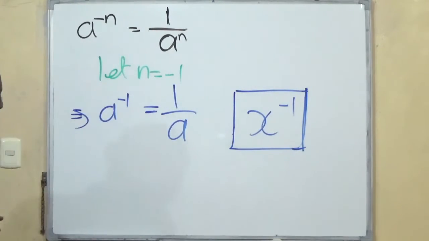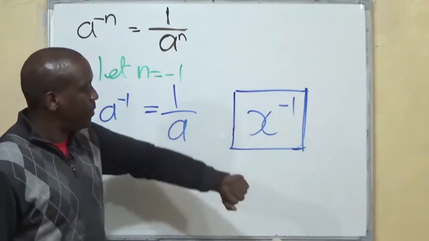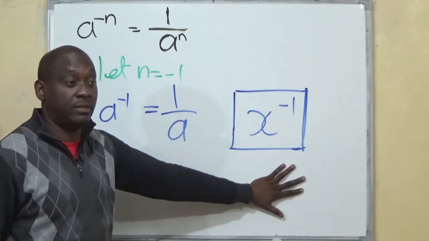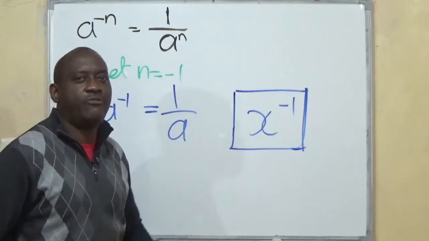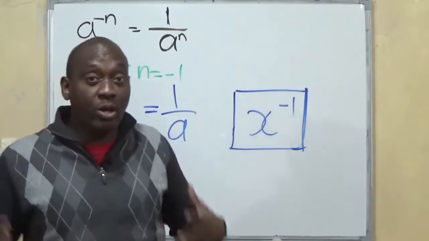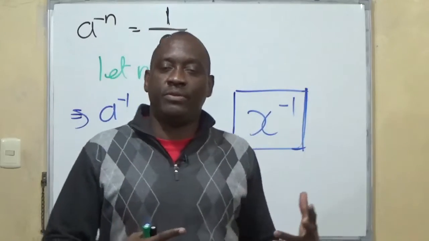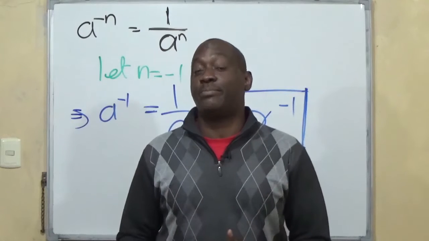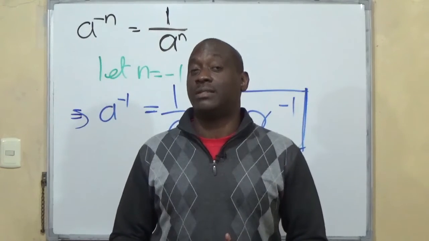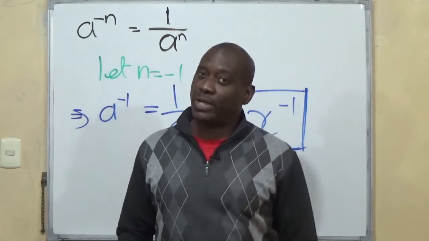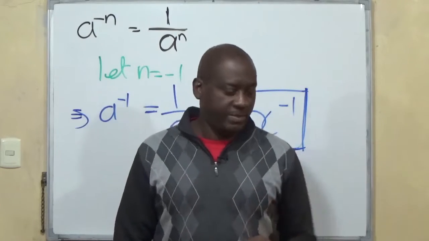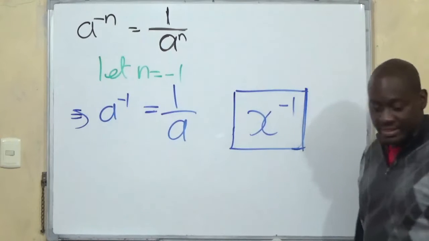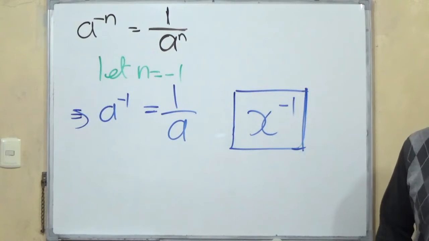And that is what you will be doing when you press the x to the minus 1 button on a calculator. You're basically looking for the reciprocal. That is the noun from the verb to reciprocate. So if you reciprocate a particular expression in mathematics, what you end up with is the reciprocal. So let me do some examples just to demonstrate the application of this particular rule here.